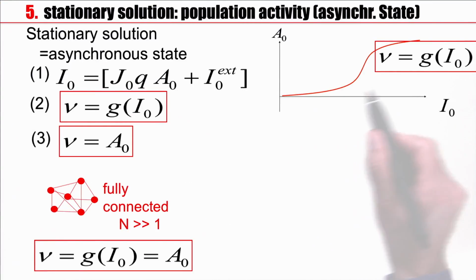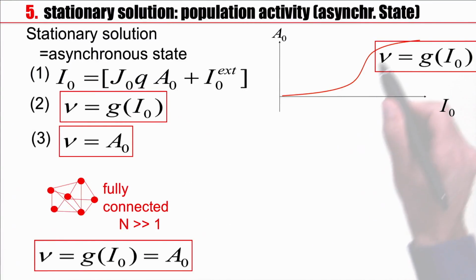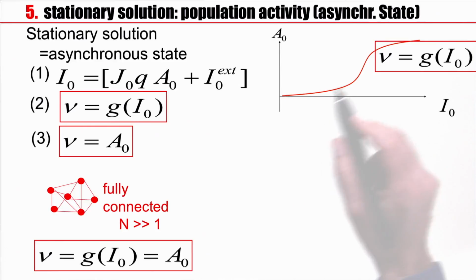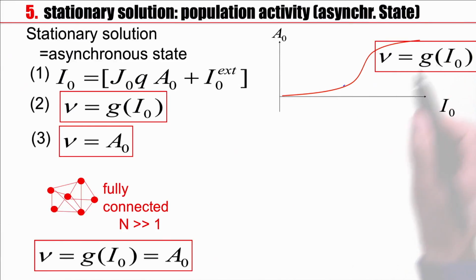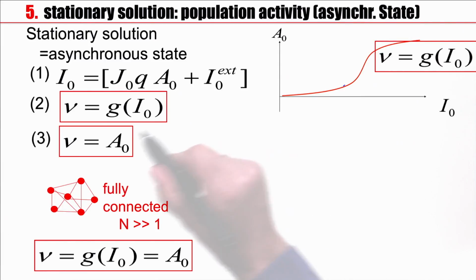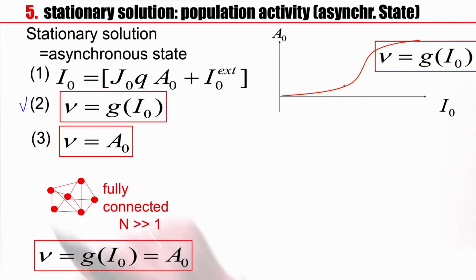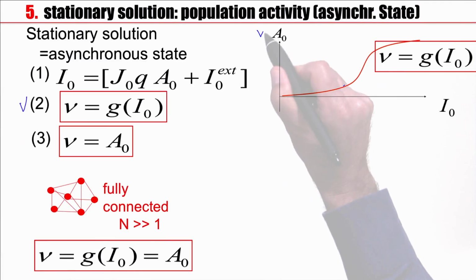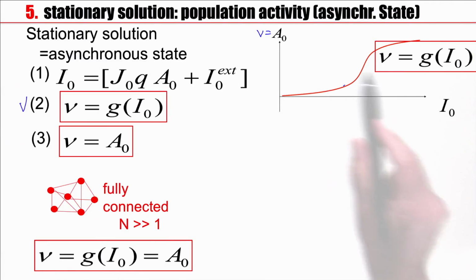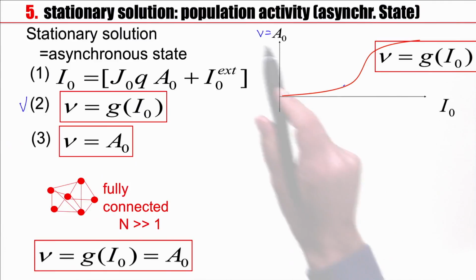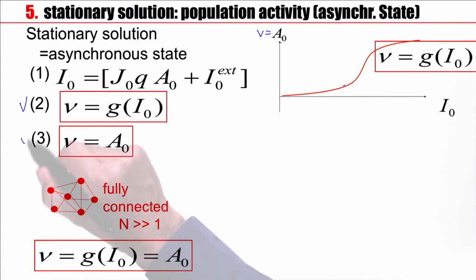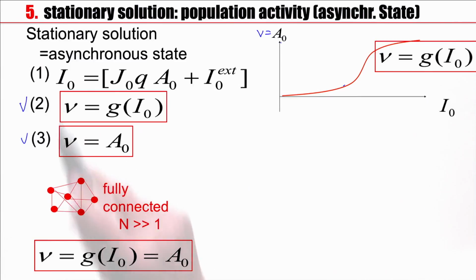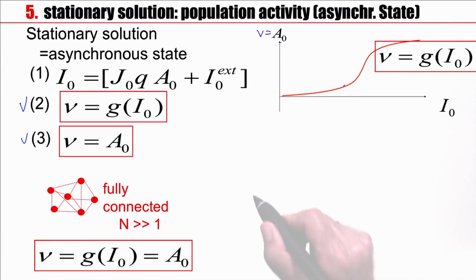So let's put all three equations together. The single neuron firing rate might be, for example, this curve here. It could be a slightly different curve, depends on the neuron type and the neuron model. This is my equation 2. I've taken this into account. Then I have my equation 3, which tells me that the vertical axis, which normally is the single neuron firing rate, can also be interpreted as the population rate. And what's still missing is equation 1. So let's work on equation 1.